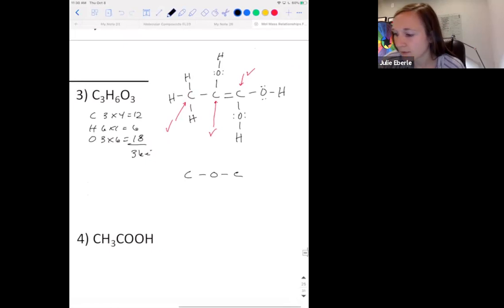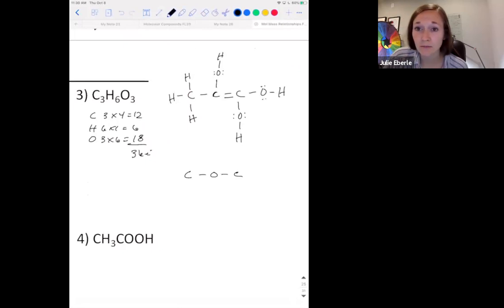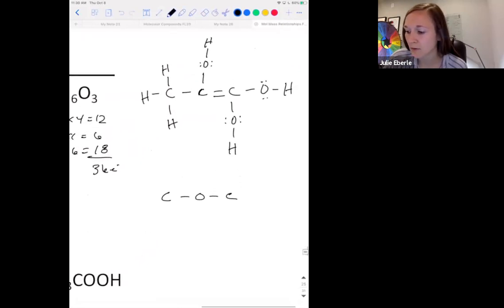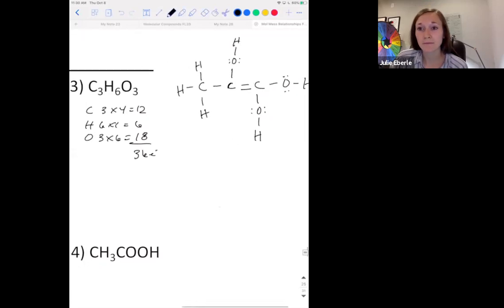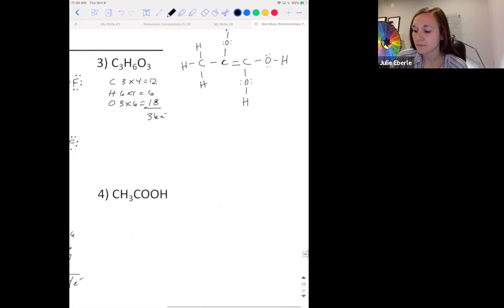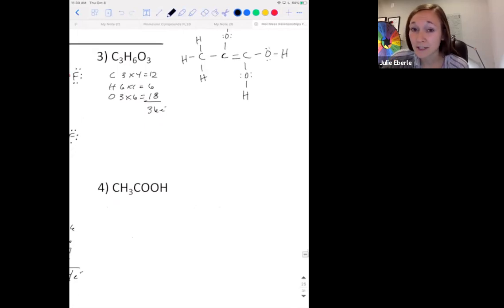All right, let's double check. Do we have 36 electrons? I'm just going to count really quick in my head. I counted 36 between all my dots, all my lone pairs, and all my bonds. I counted 36. Okay, any questions on that one? That one was a little more tricky. And again, the trickiest thing is figuring out where you have a double or a triple bond. That's the hardest part, okay?